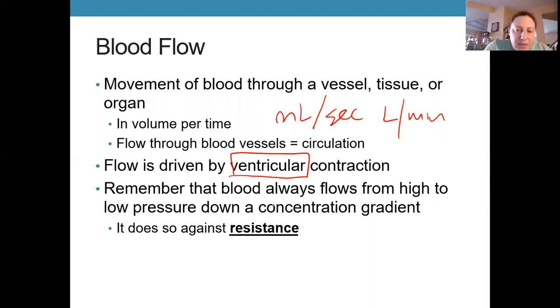Blood flows from high pressure to low pressure down a pressure gradient. Okay, so blood is always going to flow from high to low, and we're going to look at how the pressures change in the system to allow that to happen. But it doesn't do it without an opposing force, and the force that opposes flow is resistance.